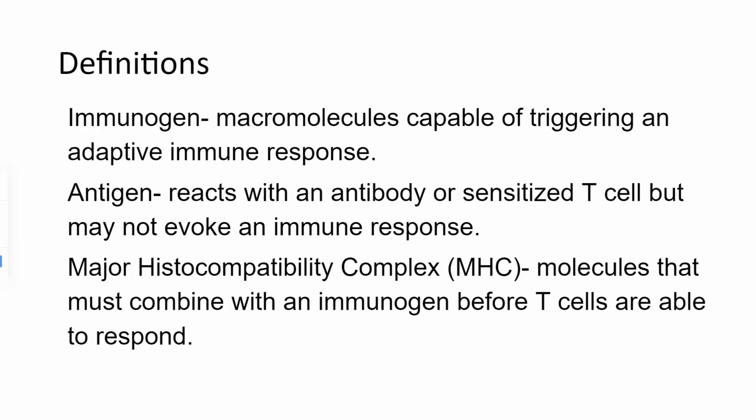Going on to major histocompatibility complex, so MHC, these are molecules that must combine with an immunogen before T cells are able to respond. So they basically hold up a chunk of that microorganism or foreign substance, a chunk that has the capability of stimulating an immune response. That chunk is called an immunogen. And they're going to hold it up to your immune system. And in different situations, different things are going to happen. We're going to talk a lot more about MHC when we get into adaptive immunity.